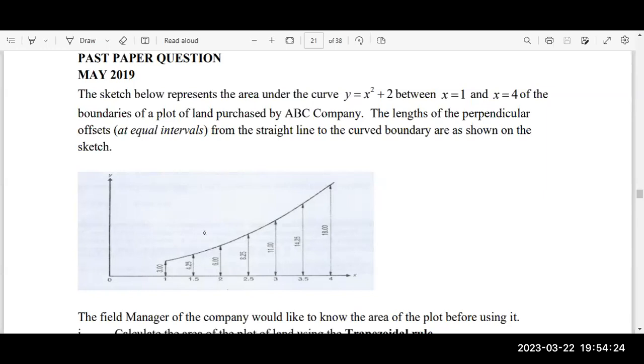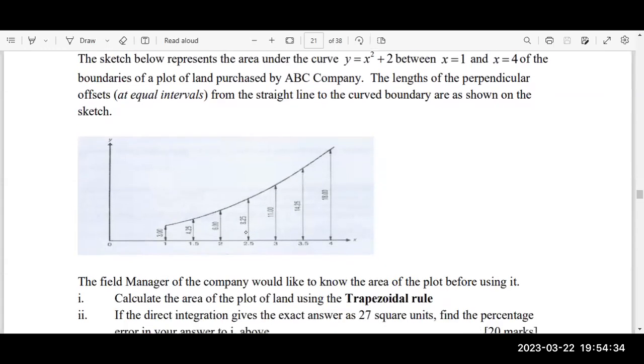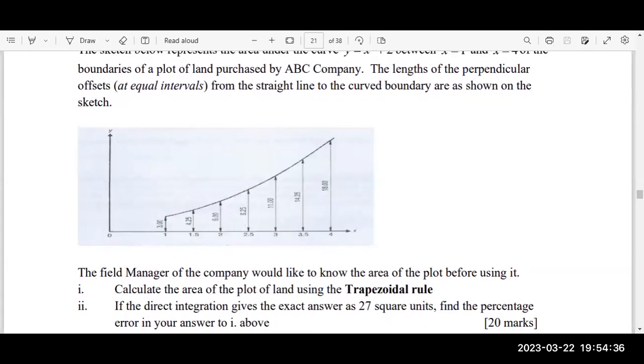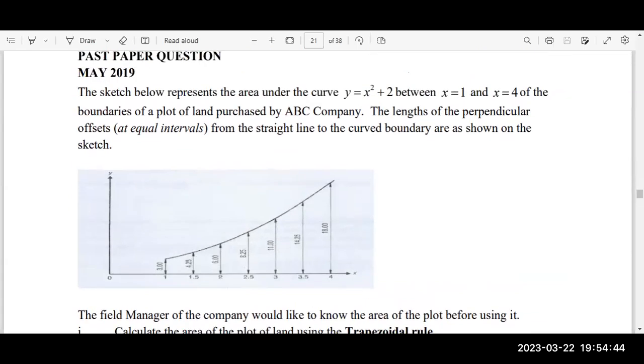All right. I want all of you to see what is happening. So I'm going to give you 2 more minutes. The rest of you? Those of you who are finished? It says, if the direct integration gives the exact answer as 27 square units, I want you to do the actual integration for me and tell me what you get.